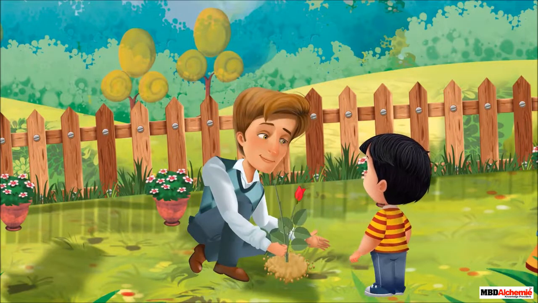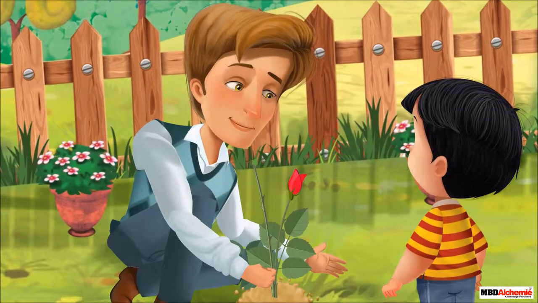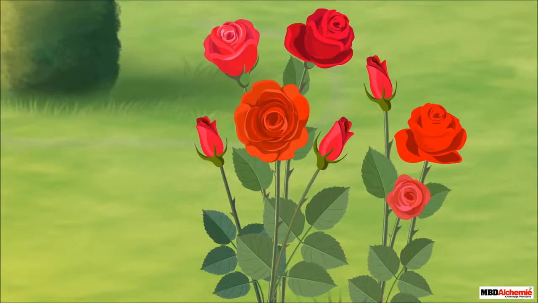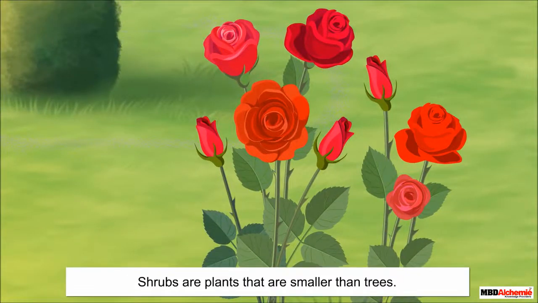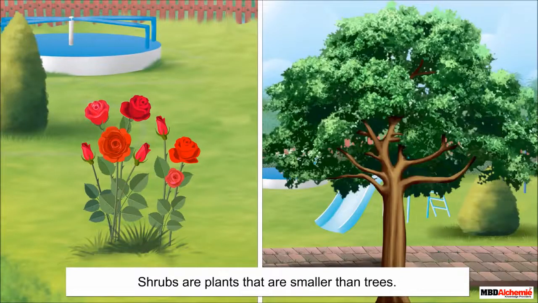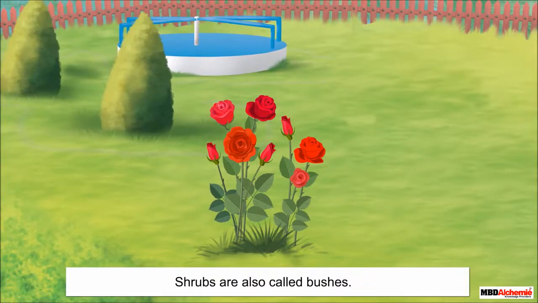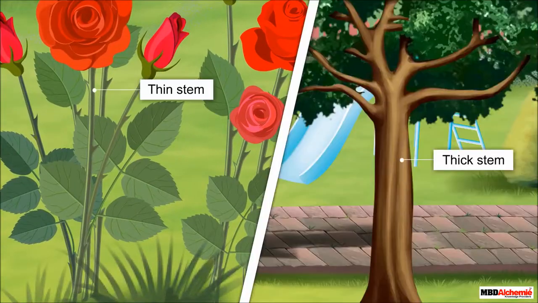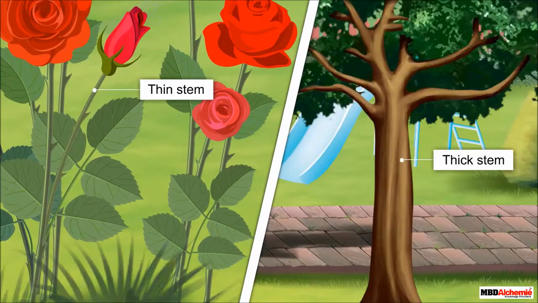Look, Sid's father is planting a rose plant. Rose plant is a shrub. You may already know that shrubs are plants that are smaller than trees. They are also called bushes. The stem of a shrub is woody, but it is thin as compared to the trees.